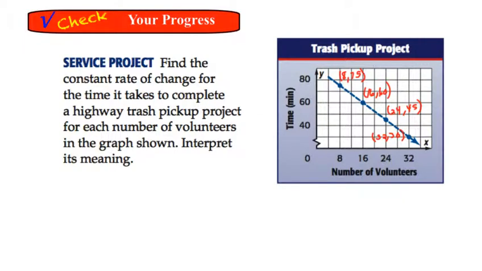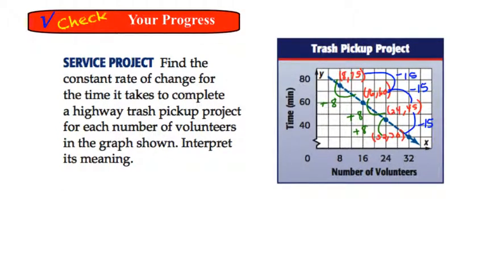If we look at the change in the y-coordinates from 75 to 60, that went down by 15. And then from 60 to 45, again, a decrease of 15. From 45 to 30, the same decrease of 15. Take a look at the x-coordinates. We started at 8 and went up to 16, so that increased by 8. From 16 to 24 was an increase of 8, and from 24 to 32 was also an increase of 8.